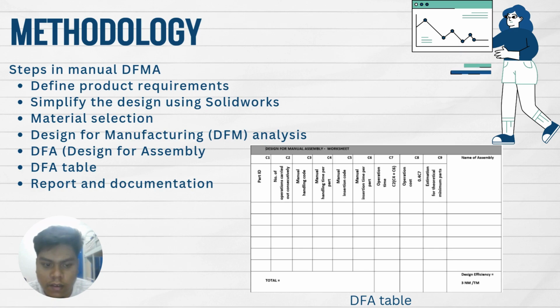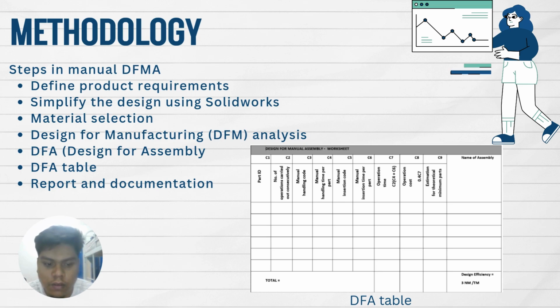Operation time C7 is determined using the formula, which is C2 times in bracket C4 plus C6, while operation cost, which is C8, is estimated as 0.4 times C4. The estimation for theoretical minimum parts, which is C9, provides insight into reducing part count to streamline assembly.